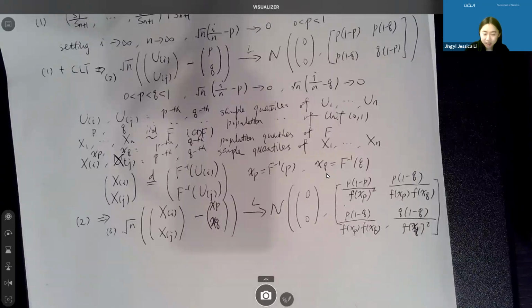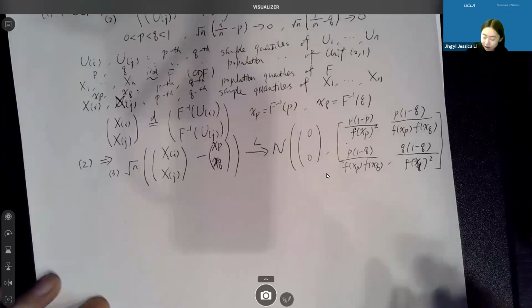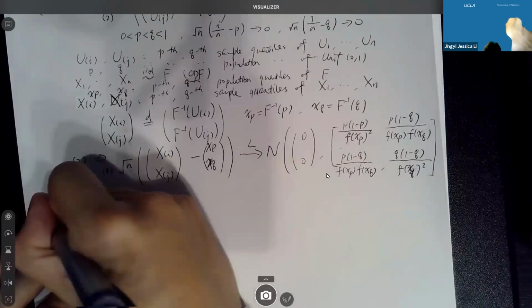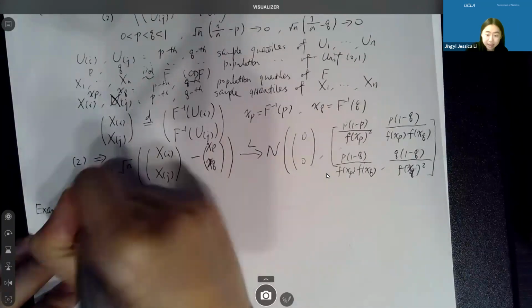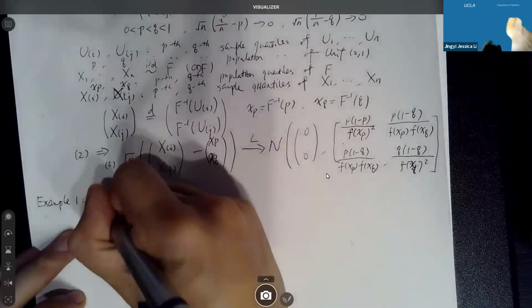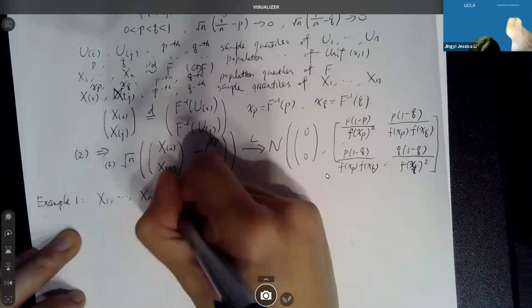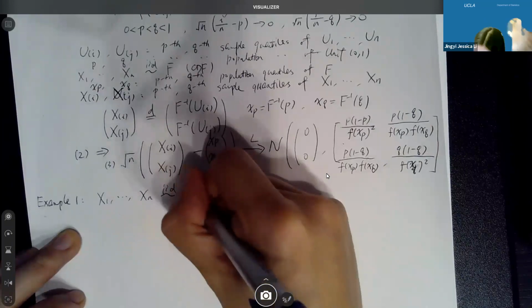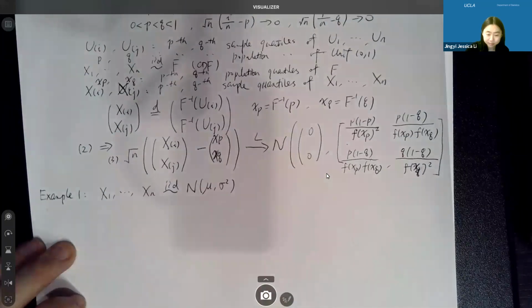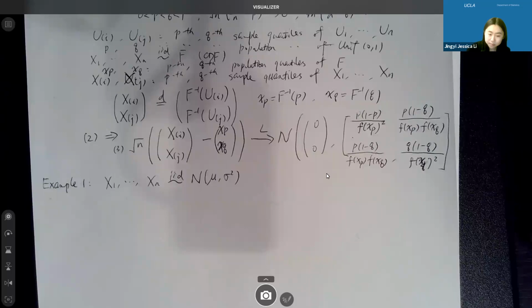Okay, so some details are in the notes, so you can check the notes to fill in the details here. All right, so let's see 2 examples for applying this result. The first example is about sample median. And let's look at the simple case where our sample is from the normal distribution. So let's say that our x1 to xn are IID from this normal distribution with mean mu and variance sigma squared. Okay, so what's the median?